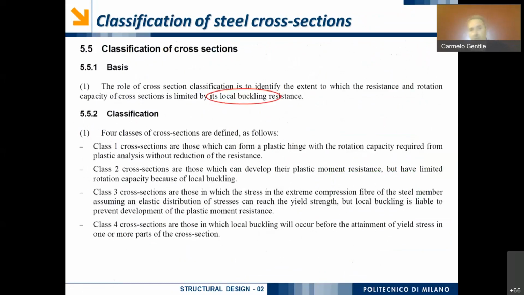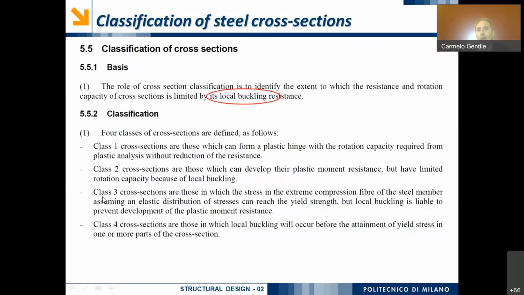So for cross-sections in class 1 and in class 2, I can refer to fully plastic resistance. In class 1, I can also develop a full rotation capacity without any reduction of the resistance. In class 2 cross-sections, there is no reduction in the resistance, but there is a limited rotation capacity, okay?